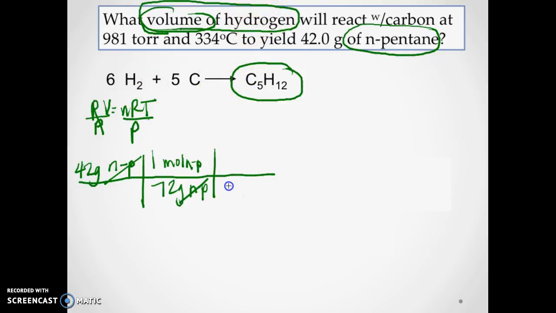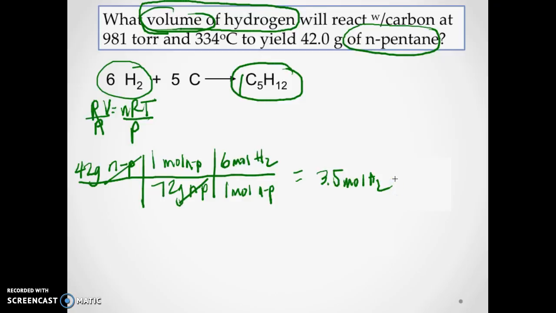1 mole of pentane, because there's a 1 here, has 6 moles of H2. And when you do the math, you get 3.5 moles of H2. Okay? Okay. So we have n.